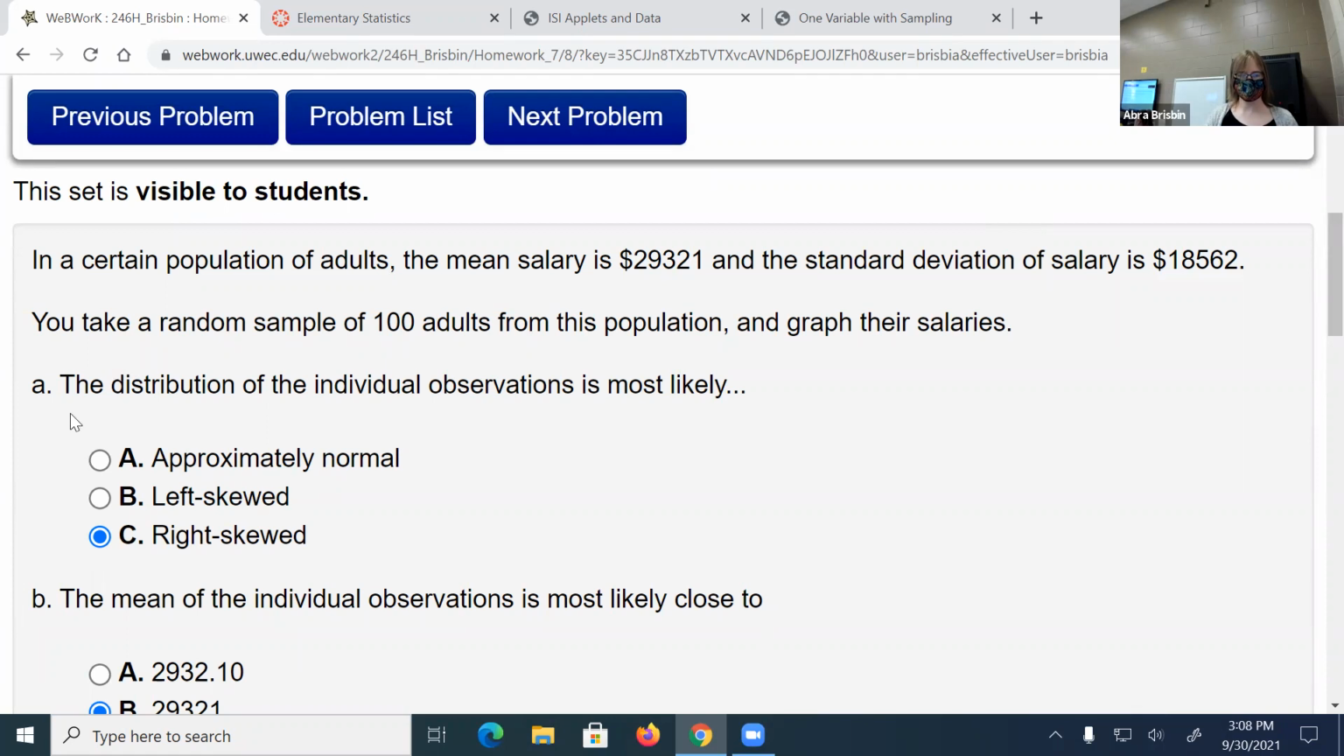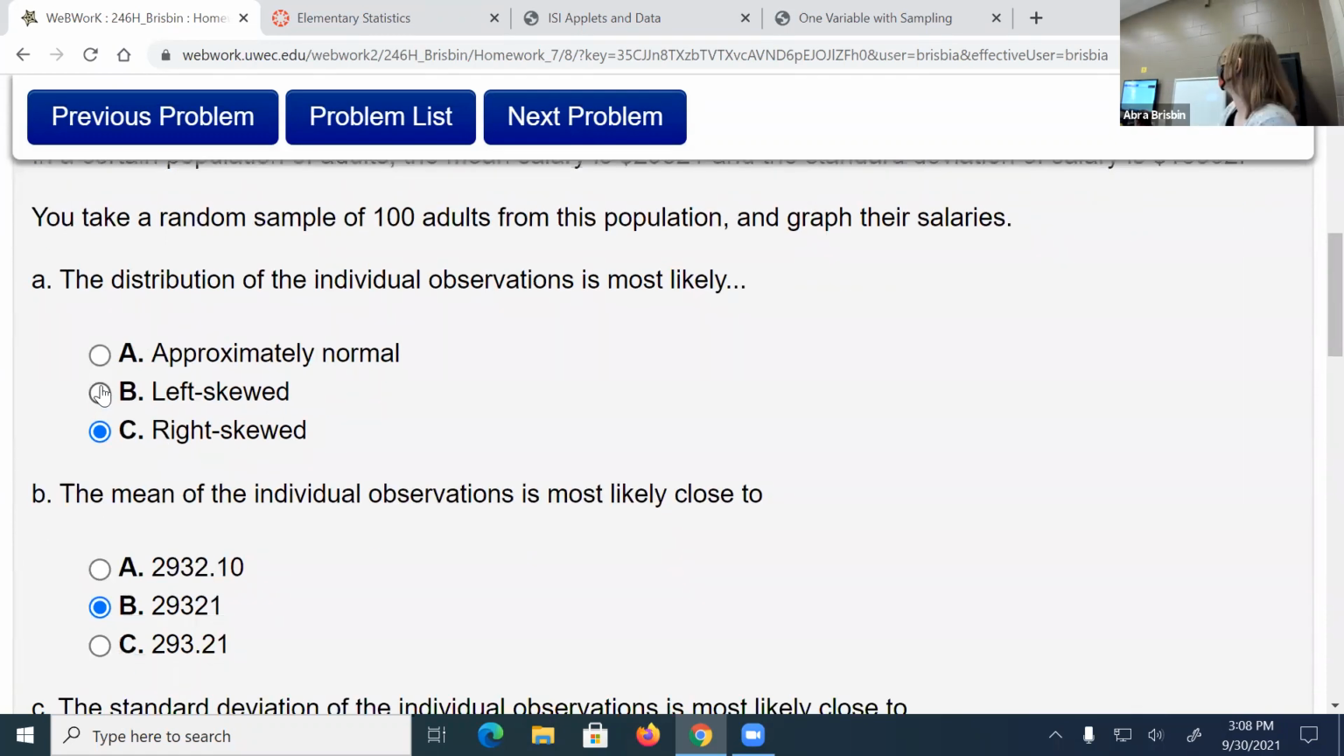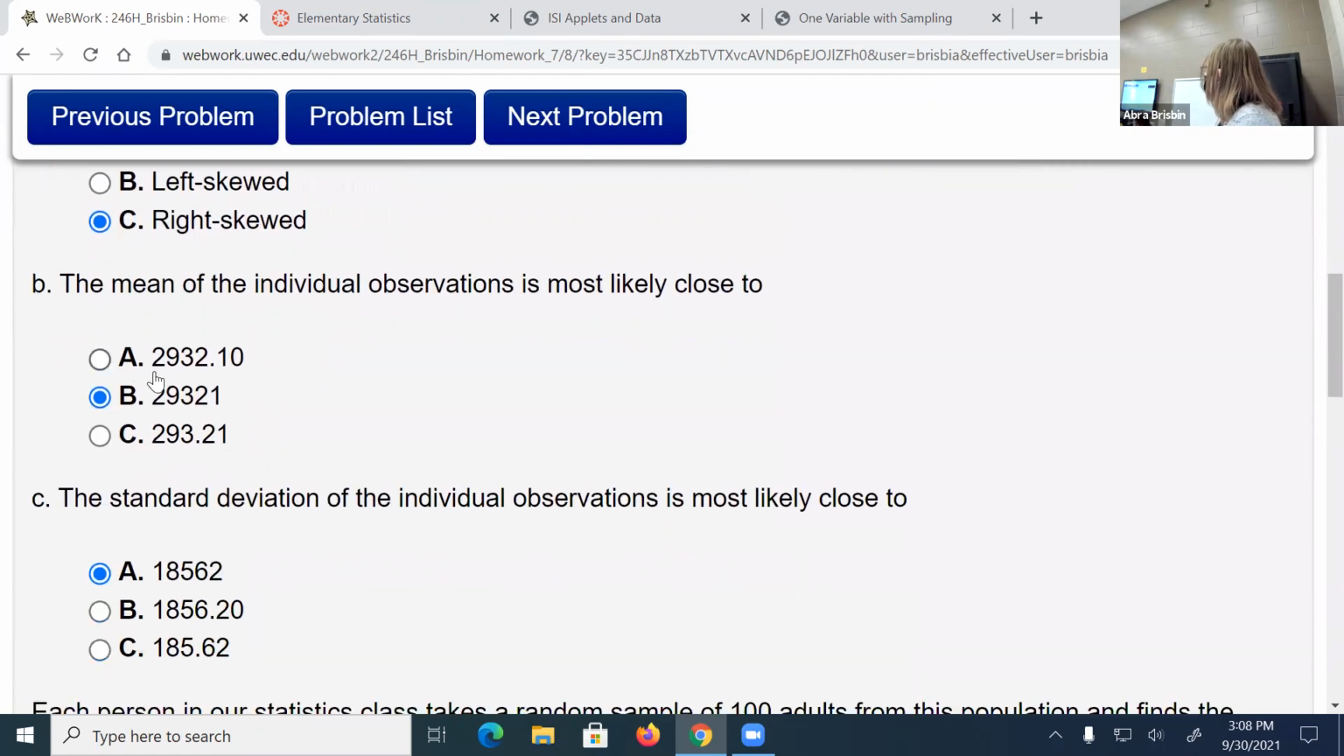So I'm going to skip over part A and come back to it. So the mean of the individual observations, so the average of this graph, is most likely close to the mean of the population. That's kind of the whole point, is trying to learn about the population by taking a sample. That the mean of the sample, the individual data points in that sample, is probably close to the mean of the population.